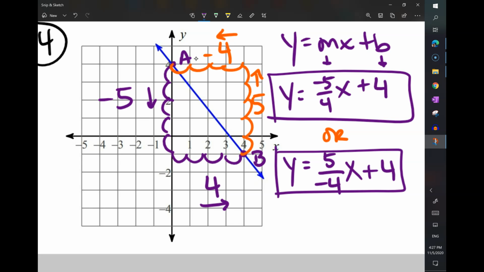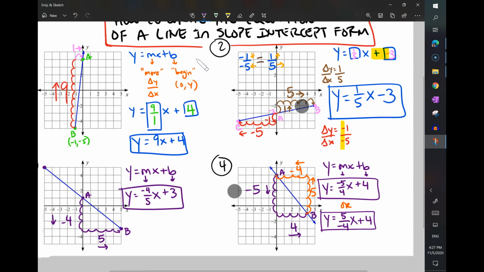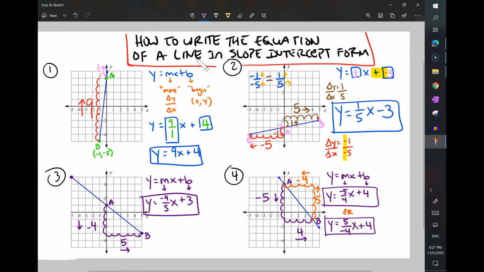So whether you go up and to the left or down and to the right, your equation ends up being the same because you end up on the same line, simply somewhere else and in a different way. I hope this video helped you better understand how to write the slope-intercept form from graphs of lines.